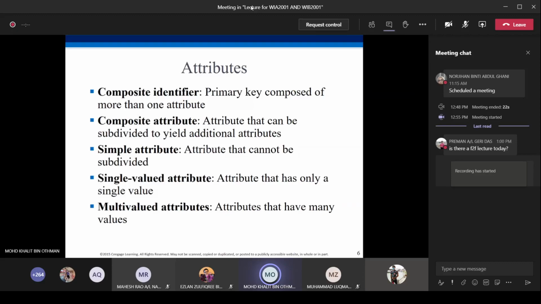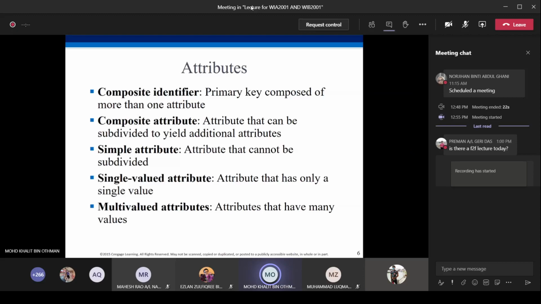And then we also have a simple attribute. What is a simple attribute? Simple attribute is an attribute that cannot be subdivided. For example, attributes age, sex, and marital status can be classified as simple attributes for a particular entity.